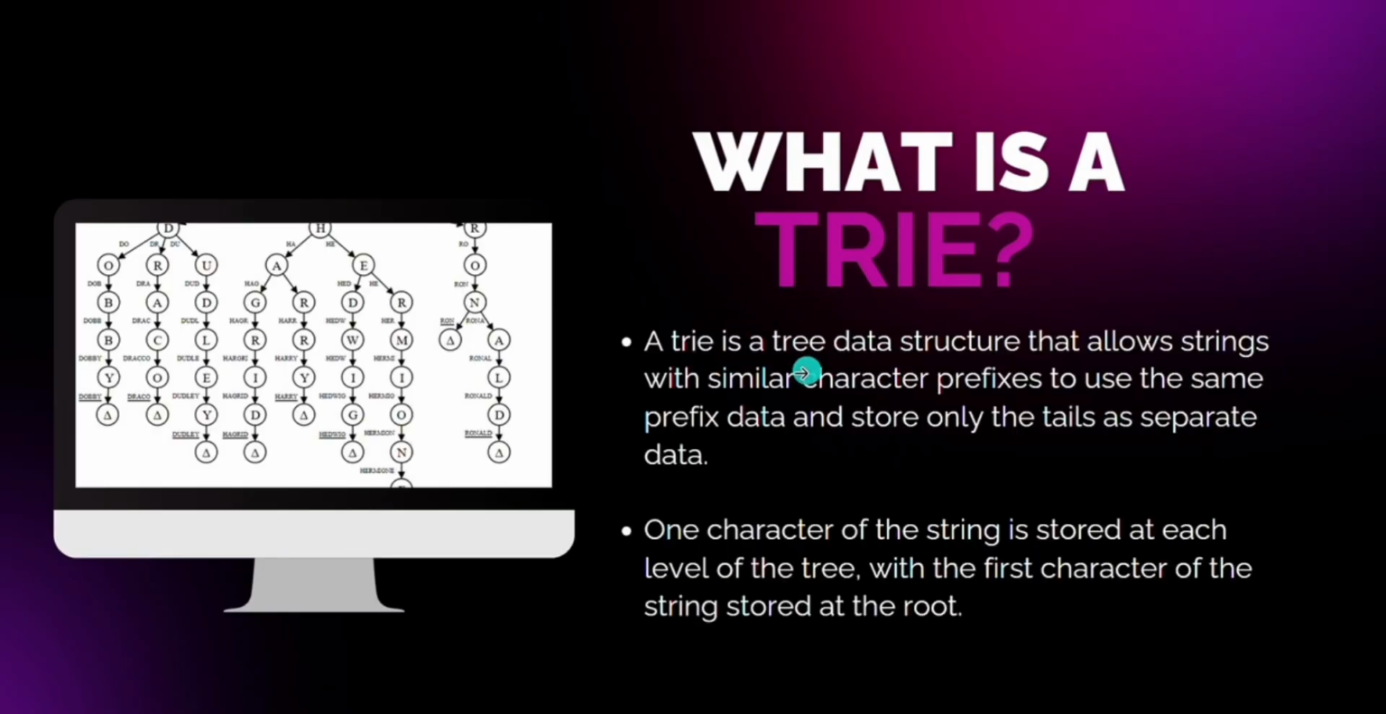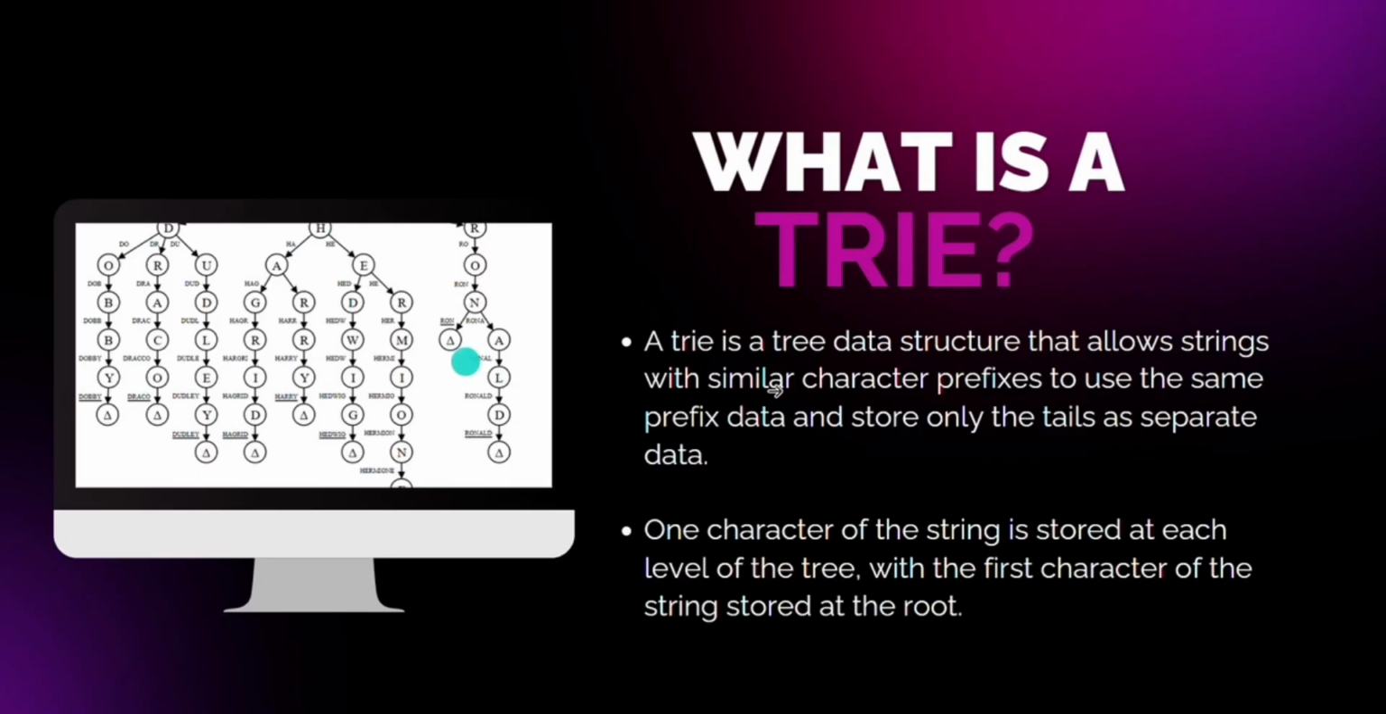So a trie is a tree data structure that allows strings with similar character prefixes to use the same prefix data and store only the tails as separate data. As shown here, Dobby and Draco are different words, right? But they have the same prefix, which is D. So they share the same node here, D, and then end in different tails. The tail is obby, and the tail is raco. So Dobby and Draco are separate.